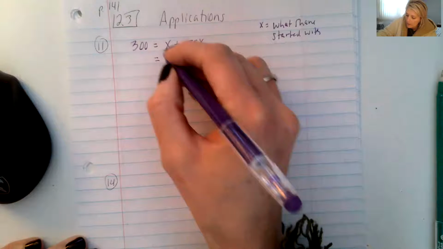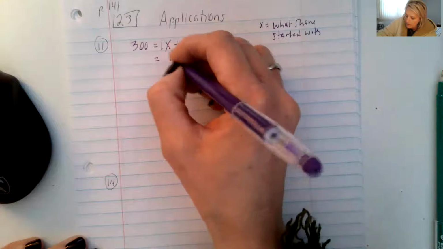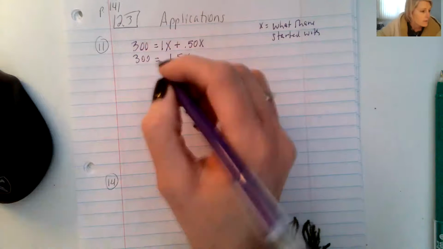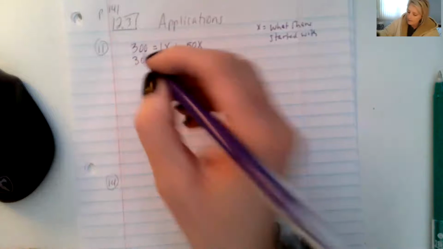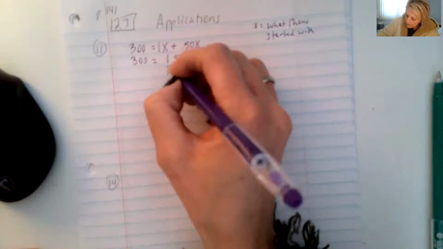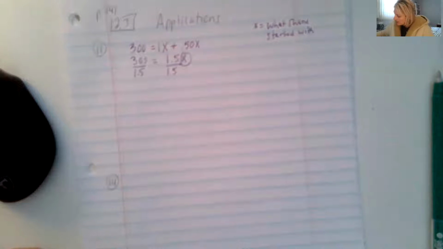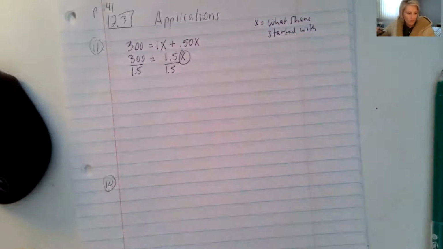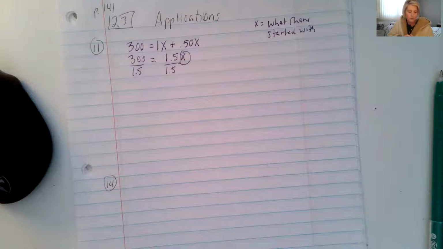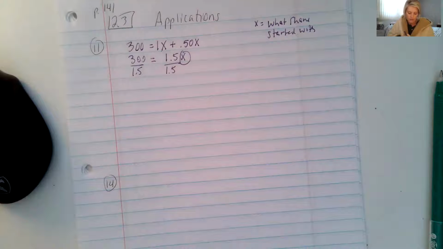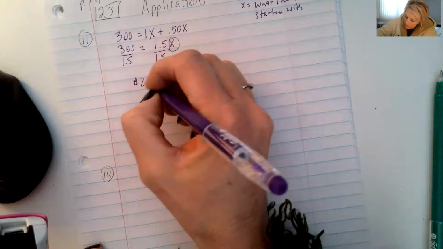So if we want to solve for X, we have to combine our like terms. So we have 1X and 0.5X. So really we have 1.5 times X equals $300. And so that means we're going to divide both sides by 1.5 to solve for X. And so we are going to take 300 and divide by 1.5, and we get 200. So Shane must have started with $200.